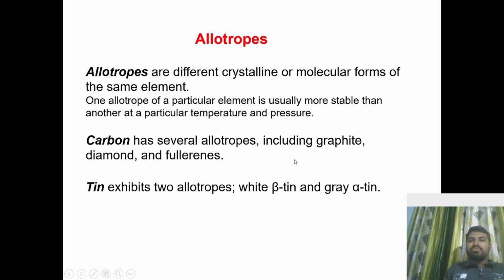Now what are allotropes? Allotropes are different molecular forms of the same element. It means the elements are the same, but they are in different forms.